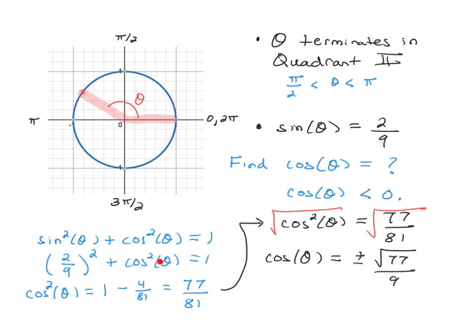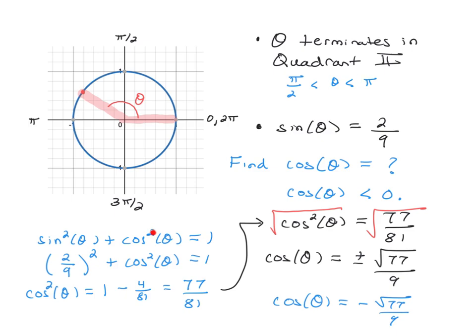So here, in the identity, we have a choice to make. There are two possibilities for cosine. It's either the positive or the negative of this. And from what we stated up here, cosine has to be negative, and therefore we get cosine of theta is equal to negative root 77 over 9. The takeaway from all of this is, if you use an identity and it forces you to make a choice, this quadrant tells you the correct choice to make.